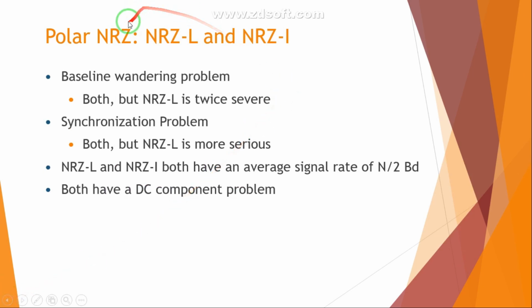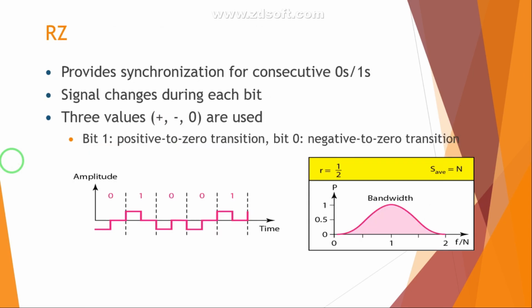Now in polar NRZ, the baseline wandering problem is there in both NRZ-L and NRZ-I, but in NRZ-L it is much more severe. Similarly, the synchronization problem is there, which is more serious in NRZ-L. So both have a DC component problem.